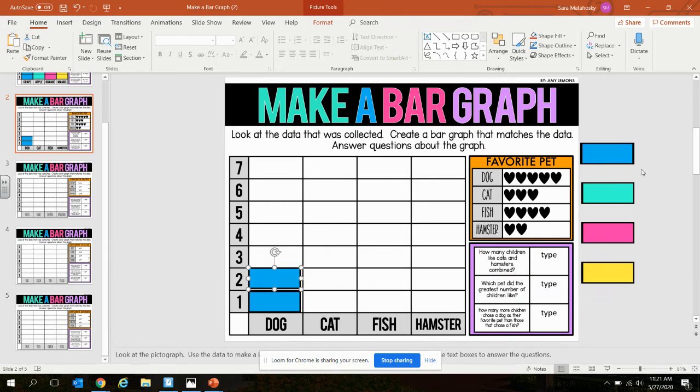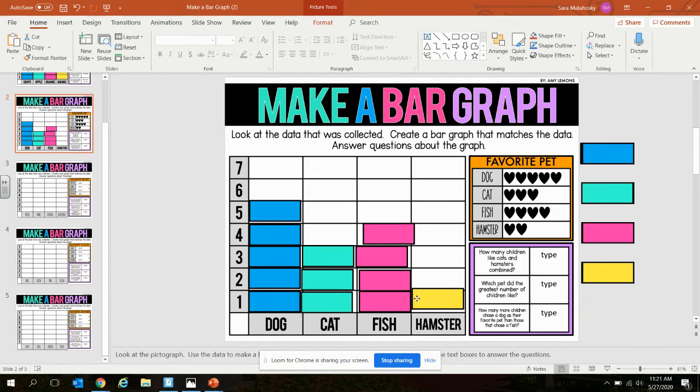1, 2, 3, 4, 5. Cat. Cat had 3. Fish had 1, 2, 3, 4. And hamster had 2. Now, I put the graph together.